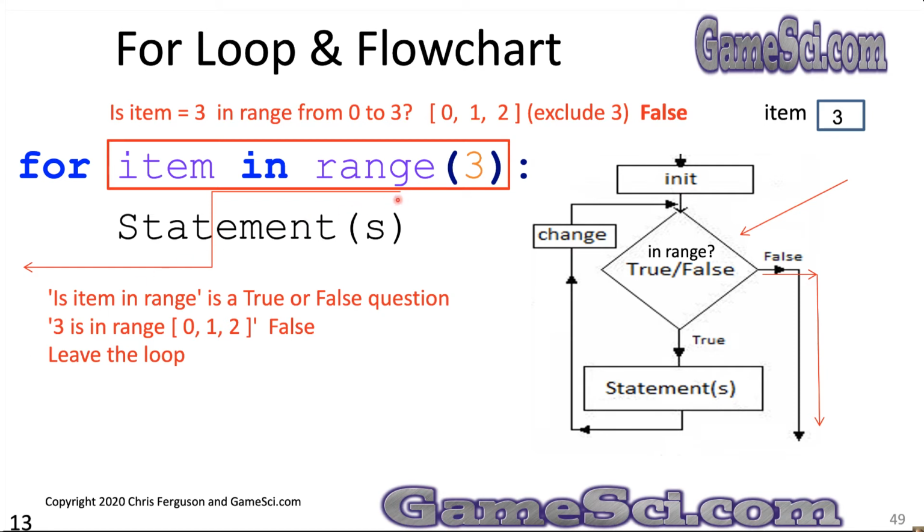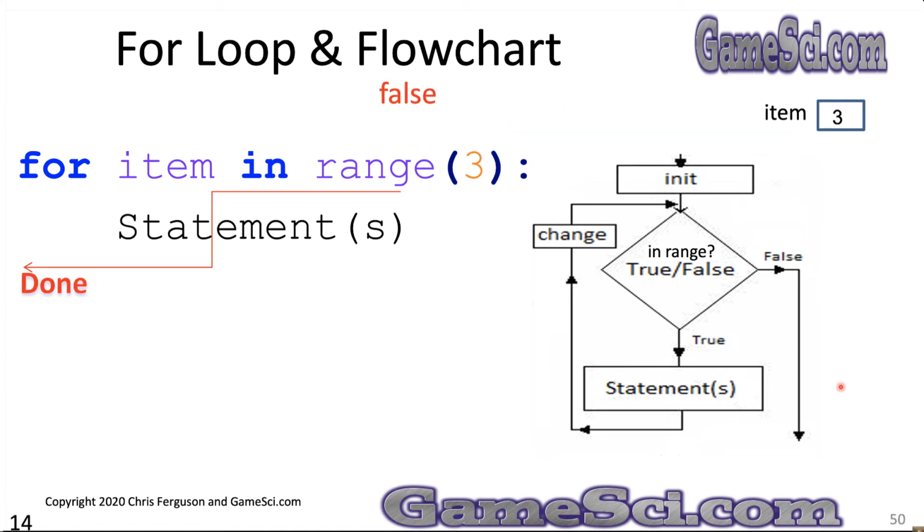You can see this arrow here says, oh, I'm not in range anymore. Let's skip past the for loop. Execute the code below the for loop that is not indented. You can see it over on the flowchart. We will exit the diamond in this direction and skip past the block of statements and continue on past the for loop. There's the generic example of the for loop.